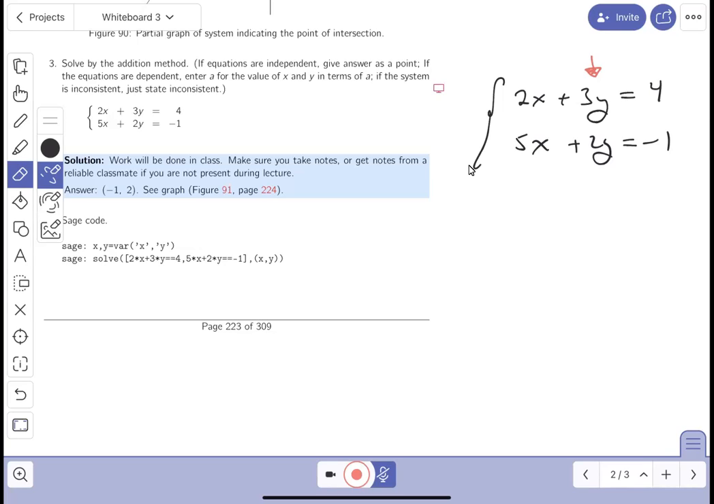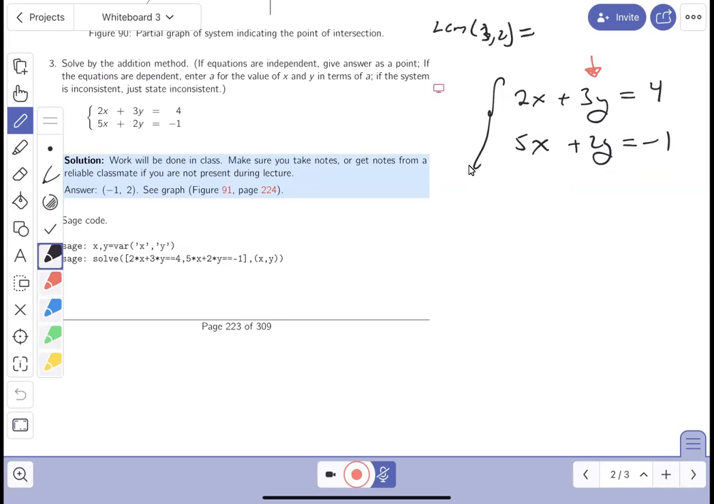So what I do is I find the LCM. I'll write this down. The LCM between 3 and 2, and that's pretty simple. That's just 6. So I want to make one 6, the other one minus 6. So I'm going to multiply the top by 2 and the bottom equation by minus 3.